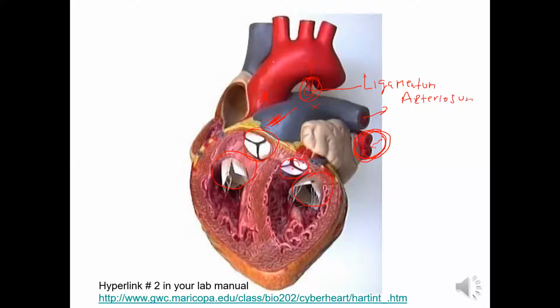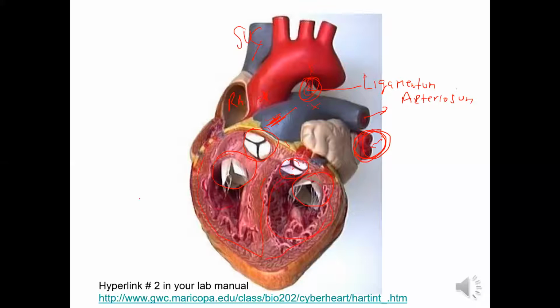Just so you know that. Here's your SVC, superior vena cava. That's that blue vessel. Here's your right atrium. And you notice that, and again, this is not a great picture to show you, but you could see the myocardium is the muscle, right? And then you have your chamber.